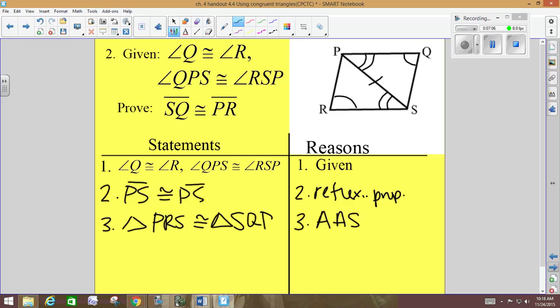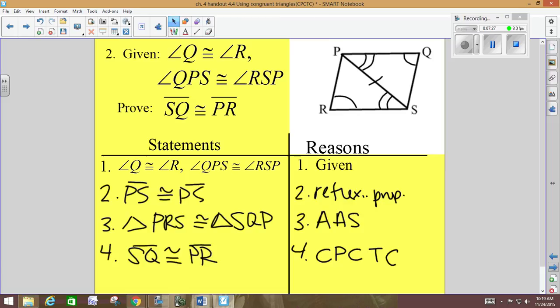So then we'd want to say SQP. Since the 2 triangles are congruent, all their corresponding parts are. So for 4, SQ is congruent to PR because corresponding parts of congruent triangles are congruent. CPCTC. And you can see that in step 3. If we look at our congruency statement, all the corresponding parts line up. PR went with SQ. Those segments have to be congruent. When you write your congruency statement correctly, then you know which parts correspond. Questions on the first 2?